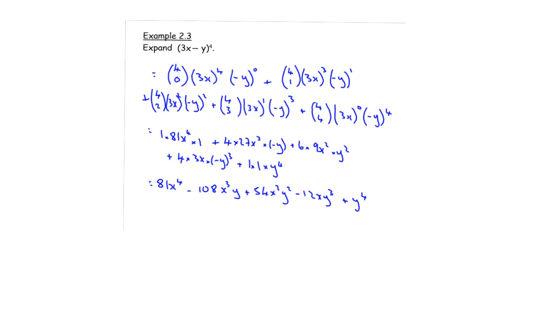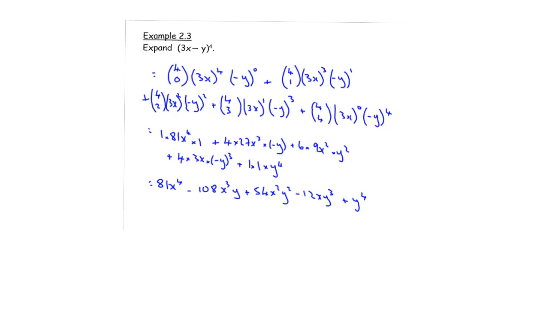So for this example, we have to do 3x minus y to the power of 4. So first of all, our coefficients. It's going to be 4 choose 0. We're going to have 3x to the power of 4, the whole thing, negative y to the power of 0. Okay? And then 4 choose 1. 3x, decrease this by 1, so it becomes a 3. Increase this by 1, so it becomes a 1. Next term, 4 choose 2. So 3x to the power of 2, negative y to the power of 2, and then so on.